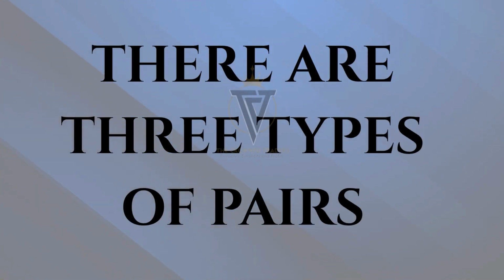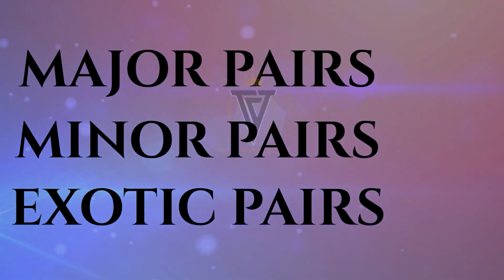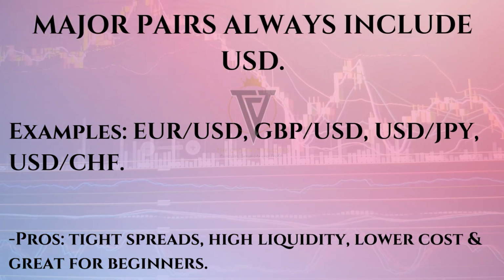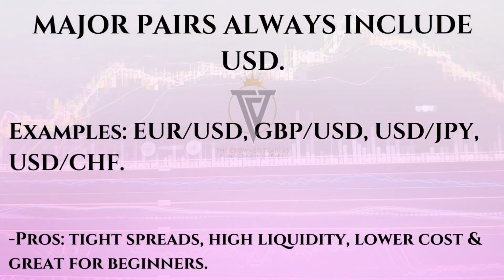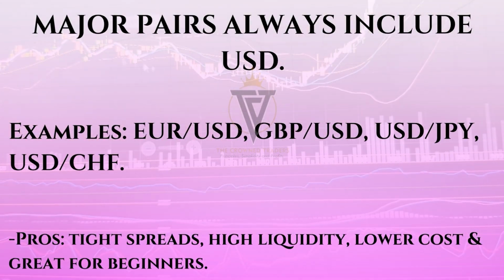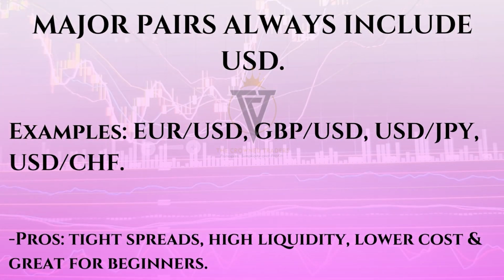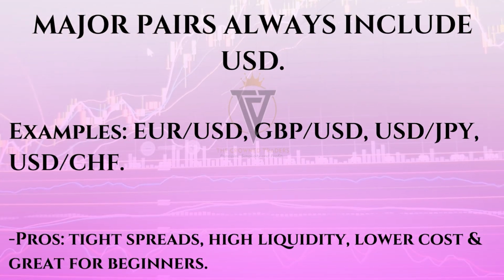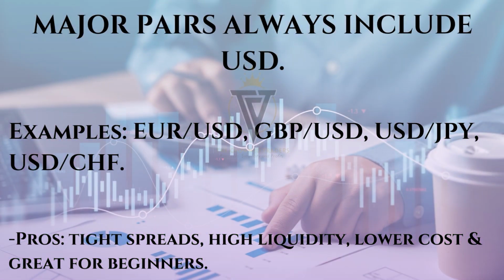So we have three types of pairs, which include major pairs, minor pairs, and exotic pairs. The major pairs are inclusive of USD, that's the dollar. Examples are Euro USD, GBP USD, USD JPY, USD CHF, NZD USD, AUD USD. They have the advantage of tight spreads, high liquidity, lower cost, and are great for beginners.